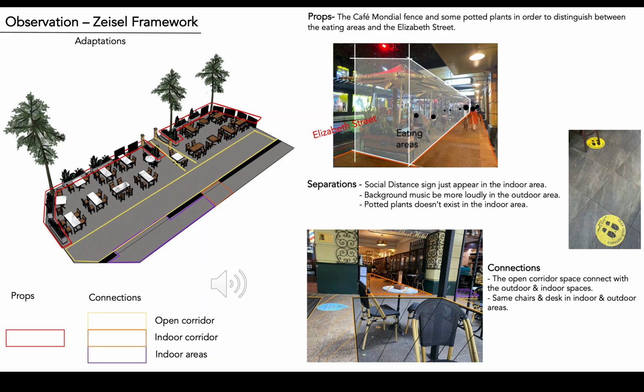For the adaptation part, you can notice that I use the red pen to mark the Café Mondial fence and some potted plants. I think this is in order to distinguish between the eating areas and the elevated streets. Also, the separations and social distance signs just appear in the indoor space, and background music is louder in the outdoor areas, and also the potted plants don't exist in the indoor areas. For the connections, I think the open corridor space connects the outdoor and indoor space, and you can see the orange part, the yellow part, and the black part, and also the same chairs and desks in indoor and outdoor areas.